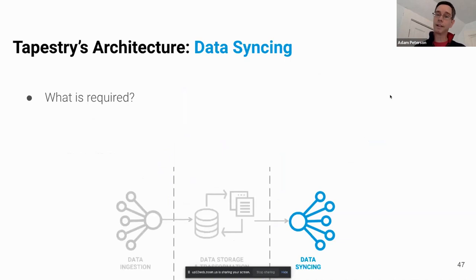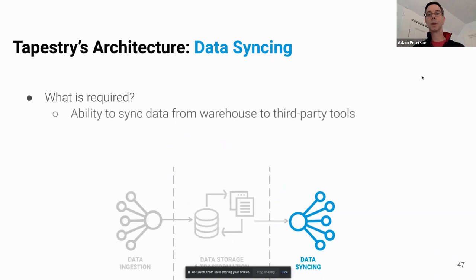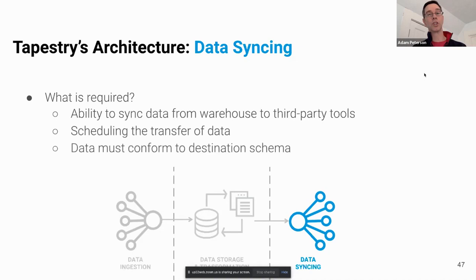And that brings us to the last phase of our pipeline, data syncing. This is where we send data back into external tools that can then take some sort of action on that data. So much like data ingestion, this requires a library of API connectors specific to each destination. And we wanted the ability to schedule when to transfer our data. But data syncing is more challenging than ingestion in that the data must conform to the destination schema.